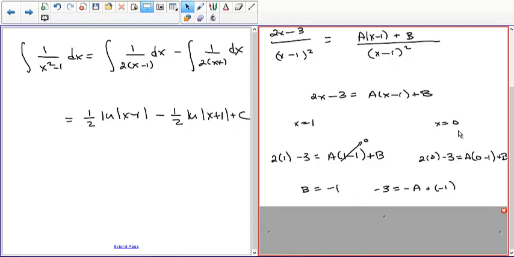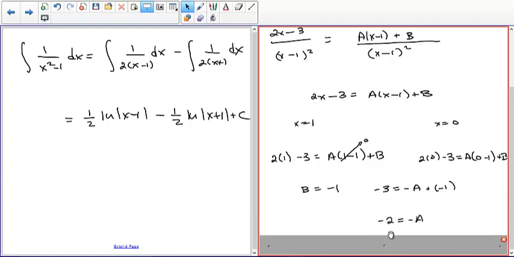Here we let x equal 0, so you get 2 times 0 minus 3 plus a times 0 minus 1 plus b. We have to substitute that into here. So 2 times 0 is 0, minus 3 equals a times negative 1, negative a. And b from the previous part is negative 1. So we can take the negative 1 to the other side, becomes positive 1. Negative 3 plus 1 is negative 2. So we get negative 2 equals negative a, or a equals 2. So those are our coefficients.